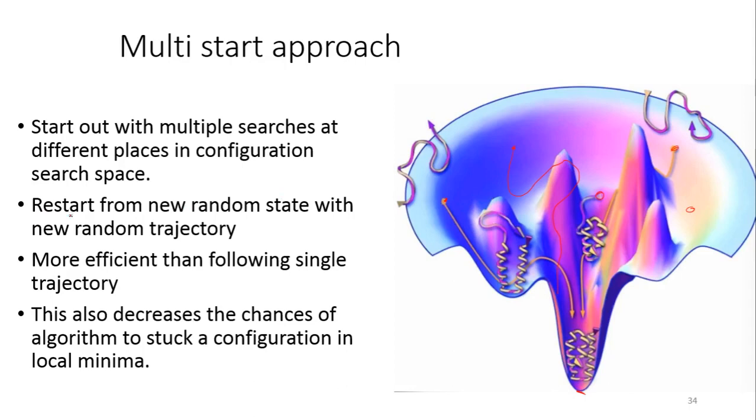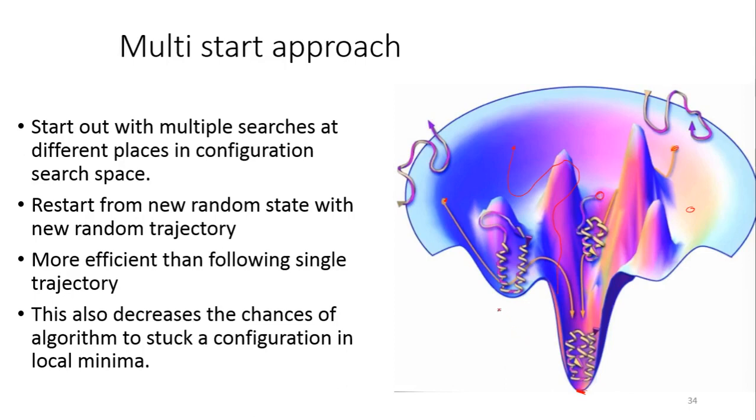This is one of the approaches: restart from a new random state with a new random trajectory. This is one trajectory, this is another trajectory. So it becomes more efficient by doing things simultaneously rather than following the same path for a given protein. This decreases the chances of any protein getting stuck in local minima, and you can achieve the global minima, or the minimal energy state, or the native state of that protein.